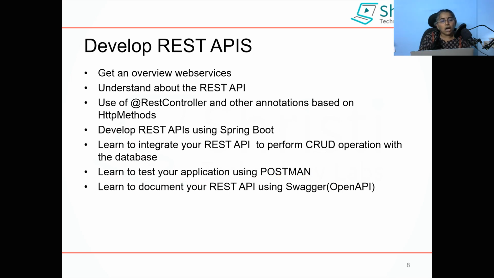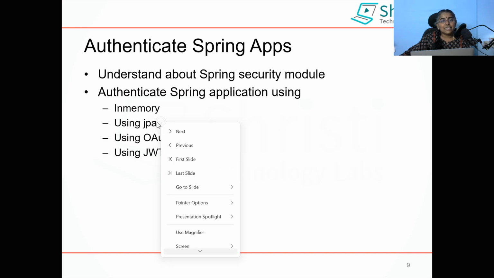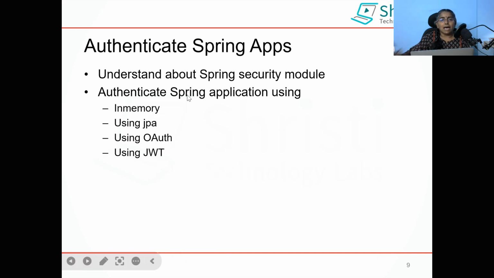The next step is to authenticate our Spring applications. So for that we will be working with Spring Security module. There are different ways of authenticating and authorizing our Spring applications. You can work with in-memory authentication wherein you will be programmatically giving the username and password, which is of course not feasible in a real-time scenario. You can work with JPA specific authentication, as in the user details are stored in the database, or you can use OAuth specific authentication and authorization.